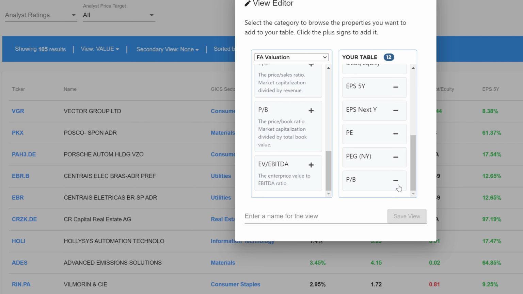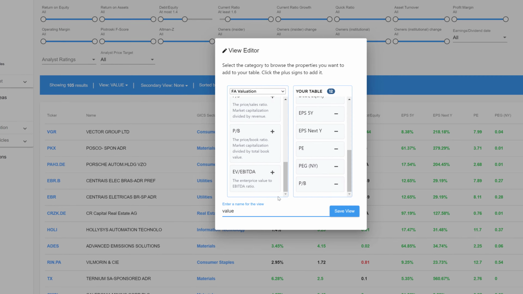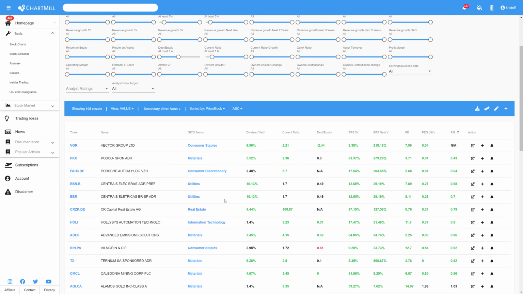Choose a name and press Save View. The table will now be available in the View menu.